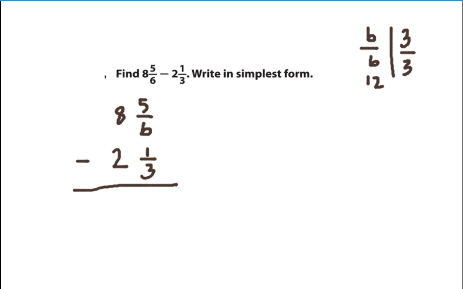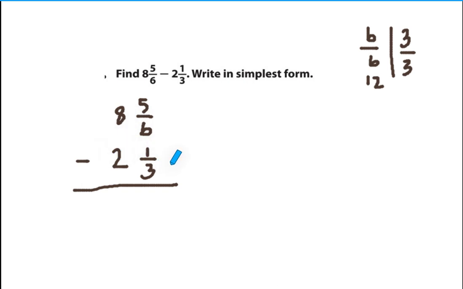That has different denominators, because typically that's what we have the most difficulty with. But it's a lot like yesterday's lesson, so let's take a look. It says find 8 and 5/6 minus 2 and 1/3, then write it in simplest form. So I'm going to write it vertically. I put 8 and 5/6 minus 2 and 1/3.